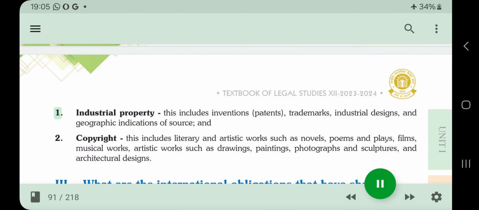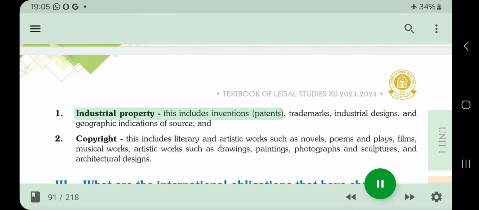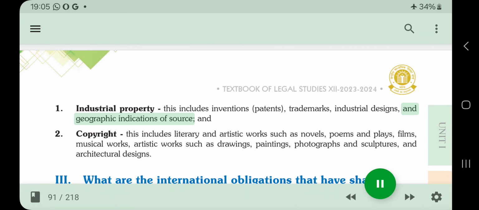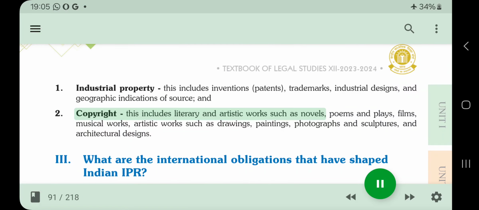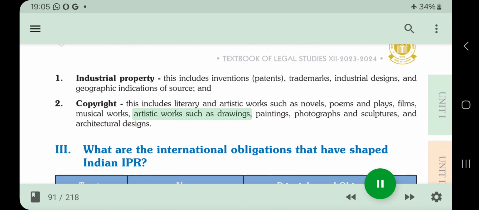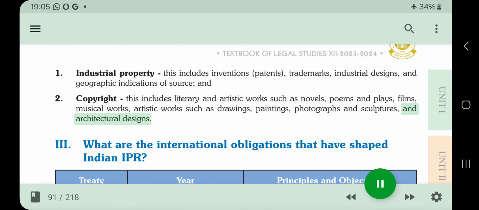1. Industrial property. This includes inventions, patents, trademarks, industrial designs, and geographic indications of source. And 2. Copyright. This includes literary and artistic works such as novels, poems and plays, films, musical works, artistic works such as drawings, paintings, photographs and sculptures, and architectural designs.